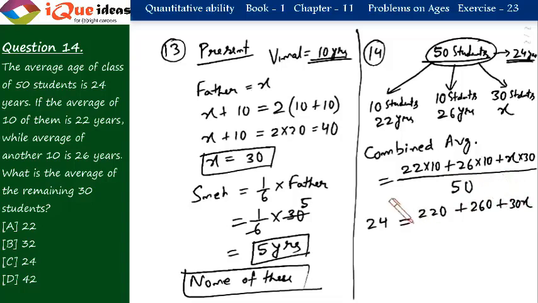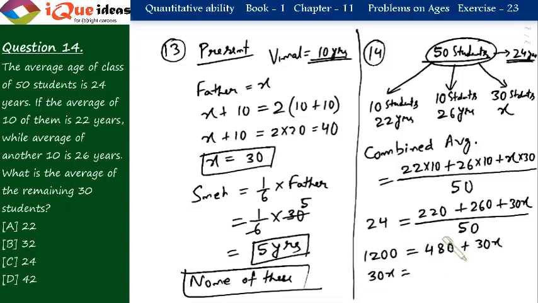Now 24 into 50 will be 1200, is equal to 220 plus 260 will be 480 plus 30x. So 480 comes to the other side and gets subtracted. We get 30x is equal to 1200 minus 480, that will become 720. So this gives us x equal to 720 by 30, that is 24 years. Alright. So the average age of the remaining 30 students is 24 years.